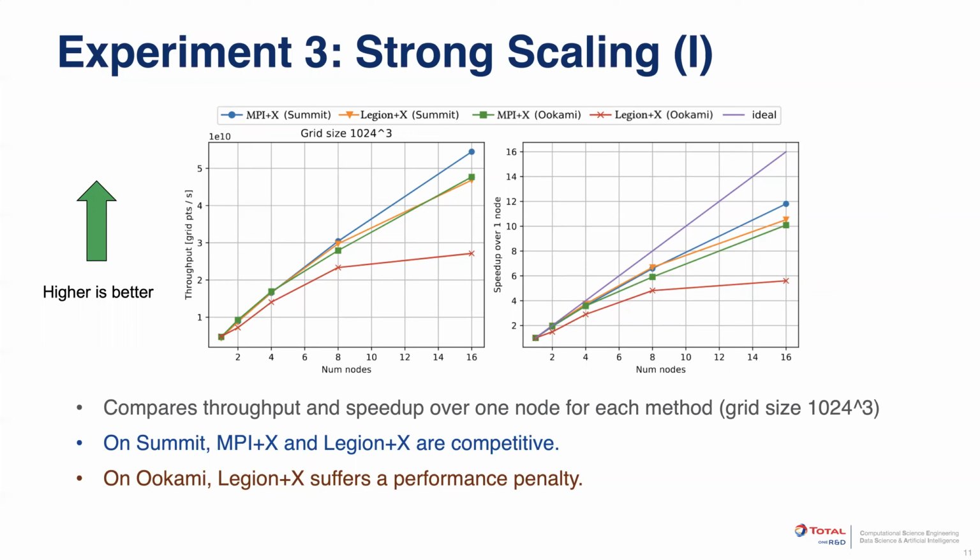As we can see, the performance of MPI+X and Legion+X are competitive on Summit, as shown in the blue curve and the orange curve here, especially with fewer than 8 nodes. For the 16-node case, since each rank or task is solving a 3D domain, the halo exchange among neighbors starts to dent the overall performance. However, on Okami, Legion+X suffers a performance penalty, as presented in the red curve, for which further analysis is underway.